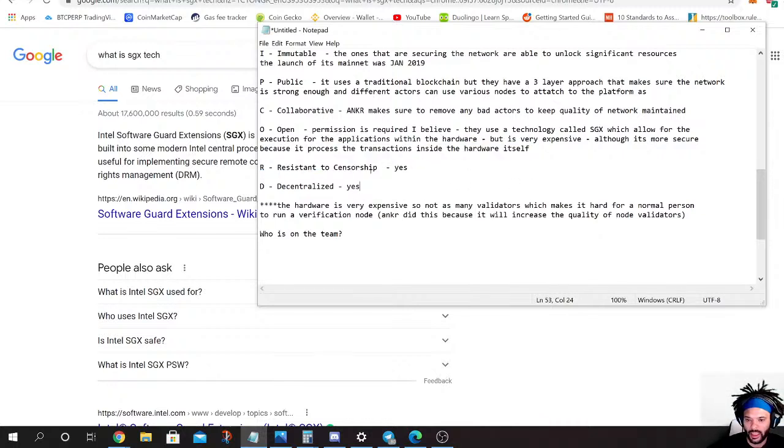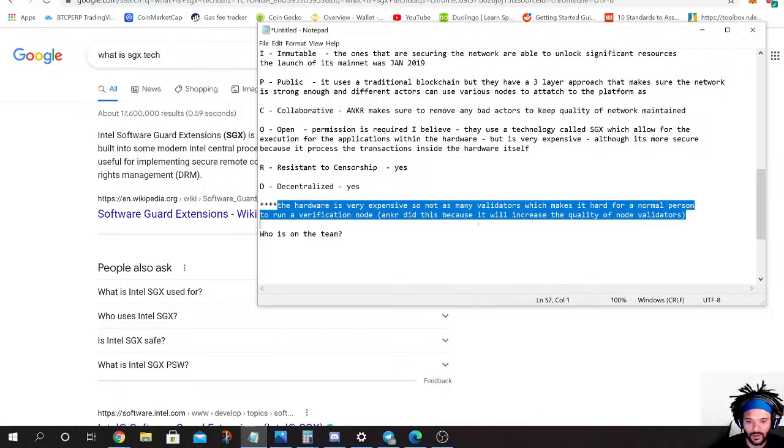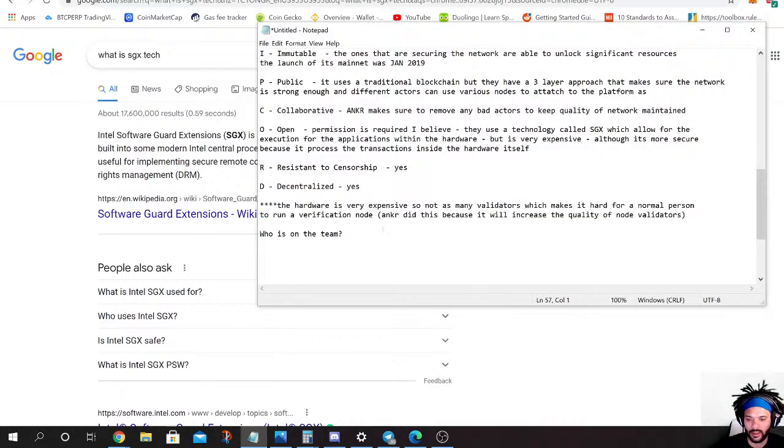Resistance to censorship, yes. And is it decentralized? Yes. I just made a side note here. This hardware is very expensive, so there are not as many validators for it, which makes it hard for a normal person to run a verification node. ANKR did this because it will increase the quality of node validators.